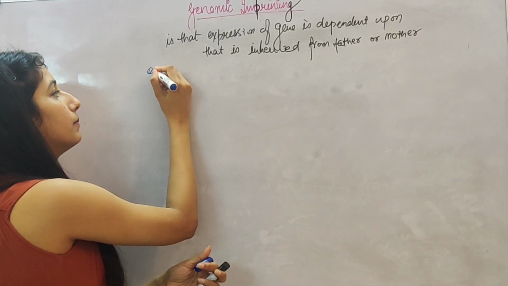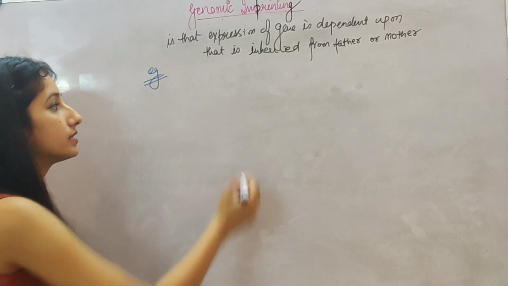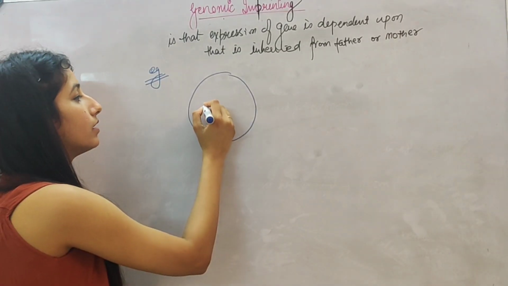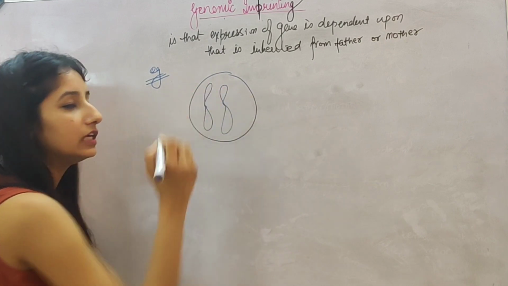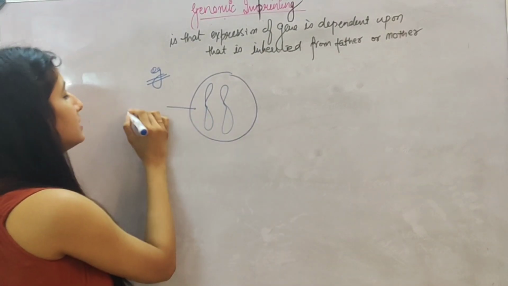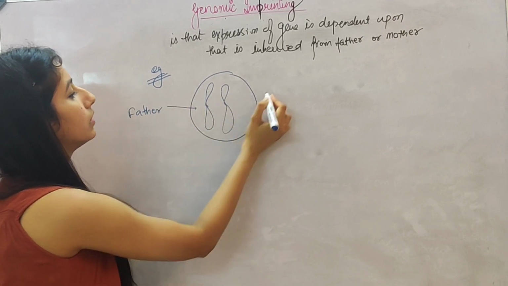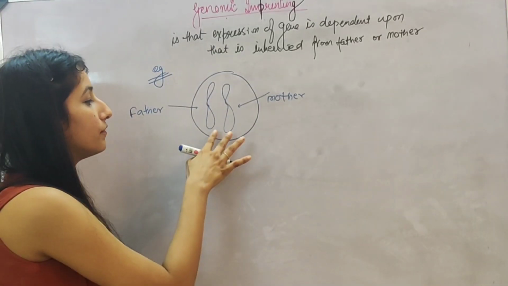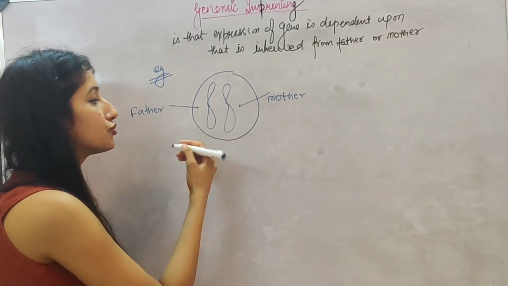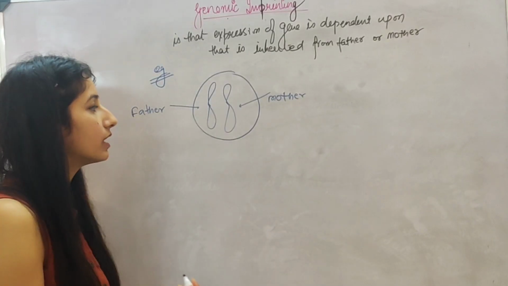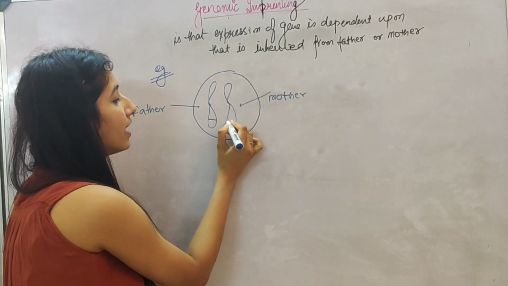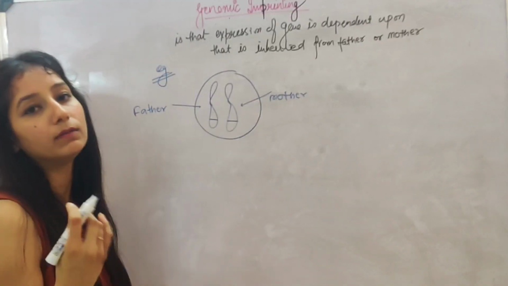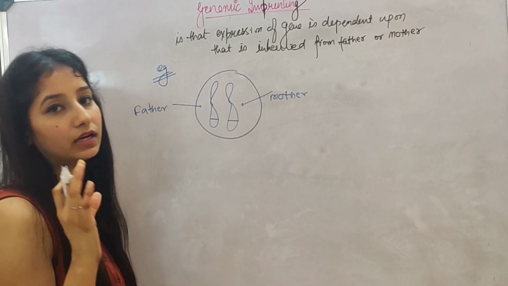If we see an example to clear this concept very easily, consider a human. In humans there is a pair of chromosomes for each chromosome. One chromosome is inherited from the father while the other chromosome is inherited from the mother. Both of these chromosomes will contain genes, and these two genes will be similar. They will be doing a similar thing.